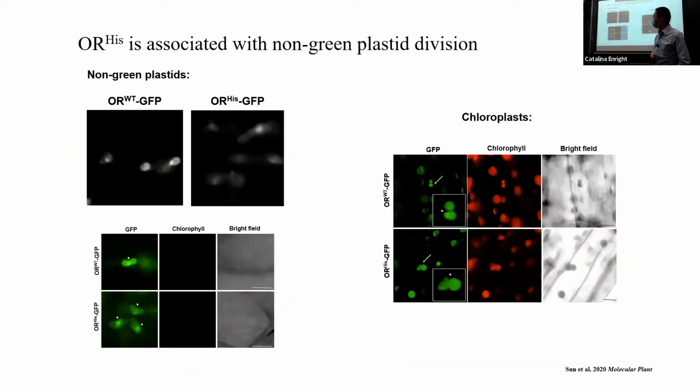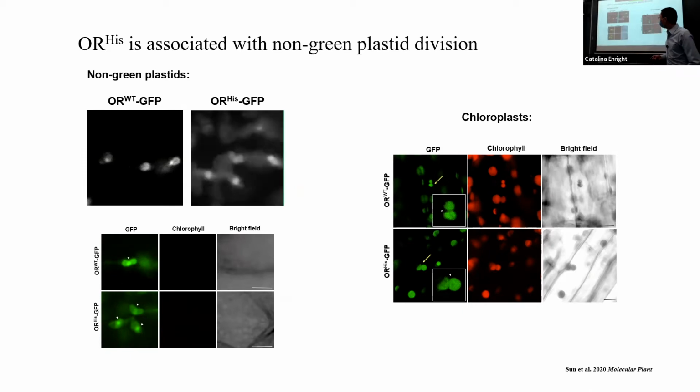We want to figure out why OR-His limits chromoplast division. When we checked the wild type OR-GFP localization in non-green plastids, we found that OR is associated with the division ring, which is in the middle of the plastid. But in chloroplasts, the localization of OR is different from that in non-green plastids. That implies that OR in non-green plastids or chromoplasts may have a different function in chromoplast division.